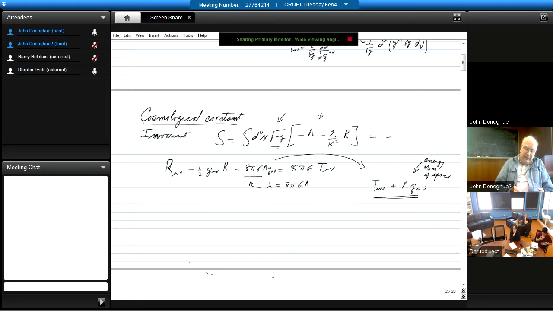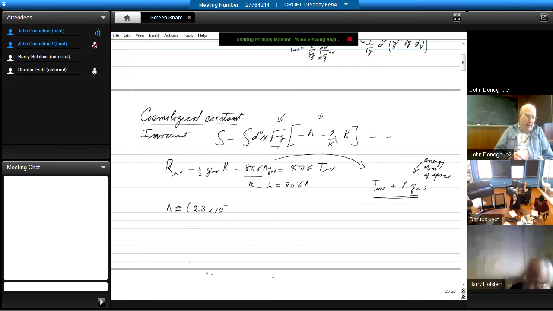The value of lambda is about, if I did my numbers right, 2.3 times 10 to the minus 3 electron volts to the 4th power.